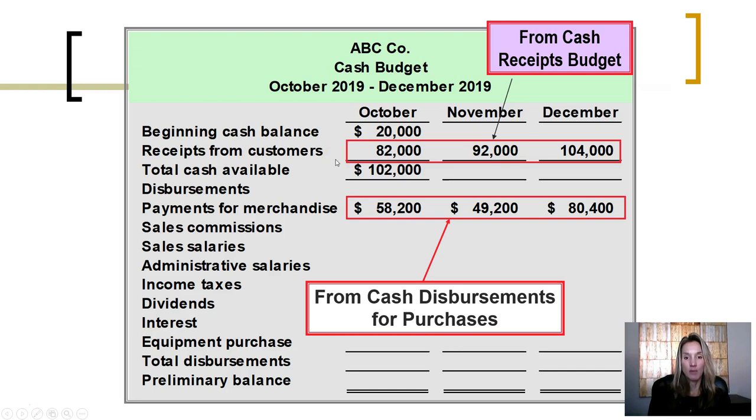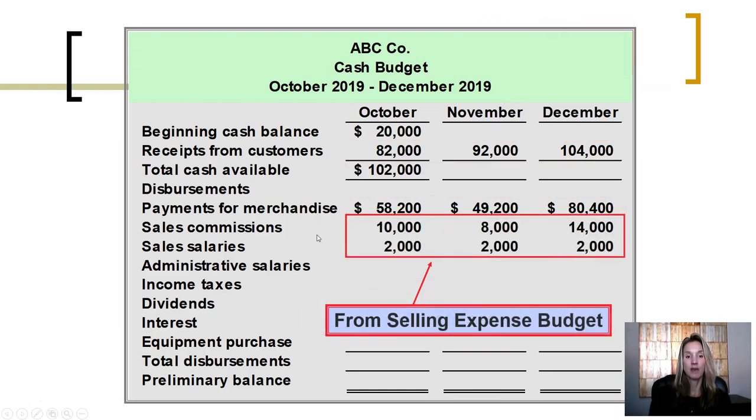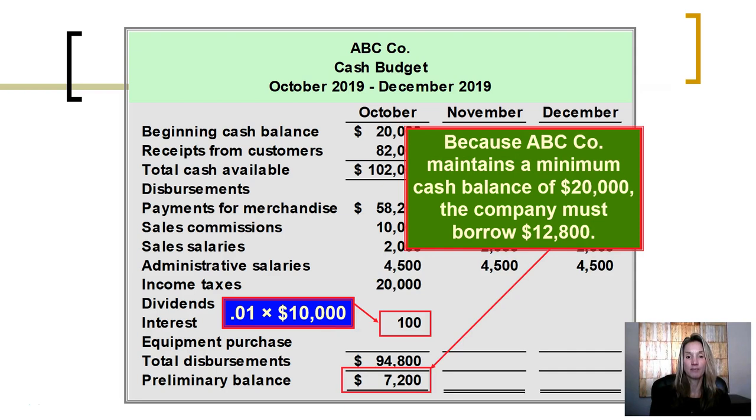We budgeted, when we calculated cash receipts, to bring in $82,000, giving us cash budgeted to be available of $102,000 during October. Then we subtract out everything we're going to budget to spend cash on. $58,200 when we calculated our cash needs for merchandise purchase disbursements. We are budgeting $10,000 and $2,000 from our sales budget for commissions and salaries. Administrative salaries from our general and administrative budget.